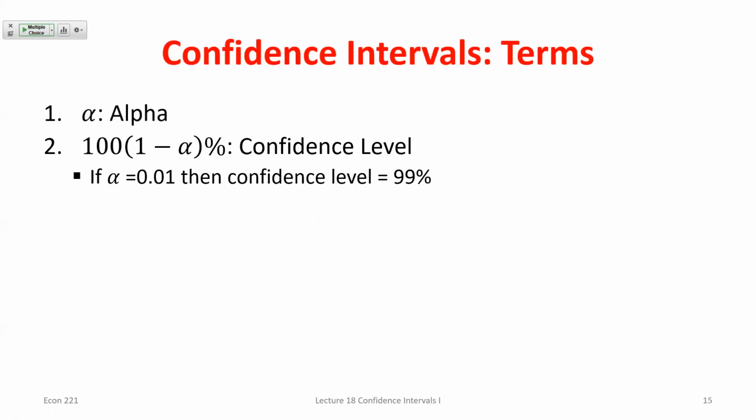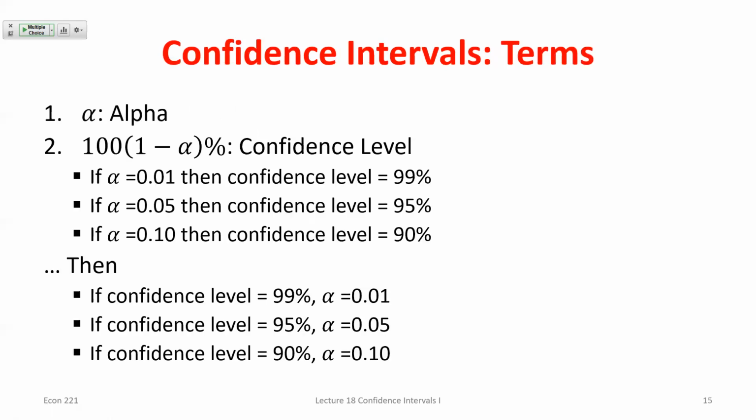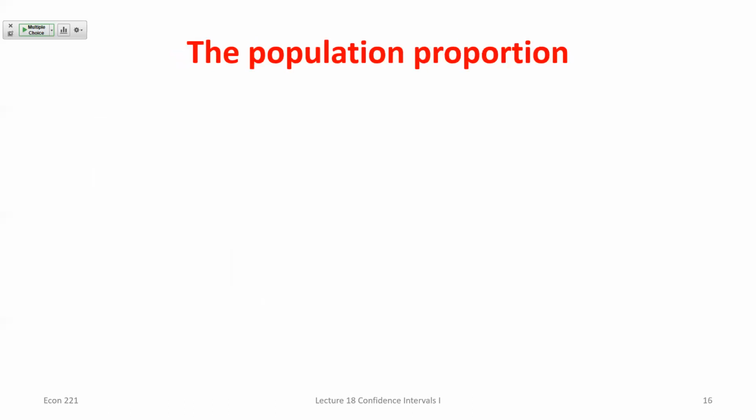We've got all these different confidence levels that I already discussed. From the confidence level, I can determine alpha. From alpha, I can determine the confidence level. We should be able to work both ways there. But if I can do a confidence interval for a sample mean, I can also do a confidence interval for a sample proportion. So just to refresh our memory.